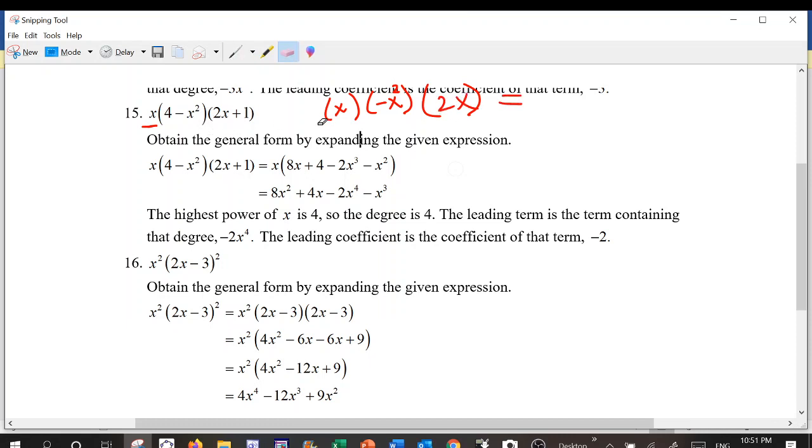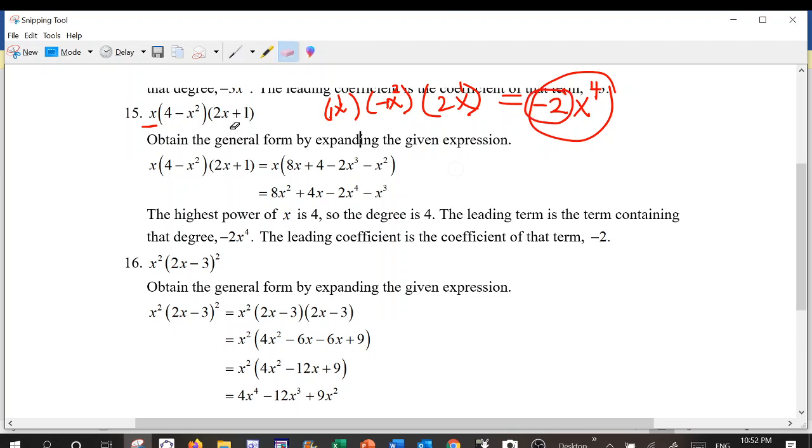So positive 1 times a -1 is -1 times 2 is -2. And this is x to the first power, and this is x to the first power. X to the first times x to the second times x. So that's x to 1 plus 2 is 3 plus 1 is 4. So that is the leading term of this polynomial if you expand it. And the leading coefficient is going to be -2.